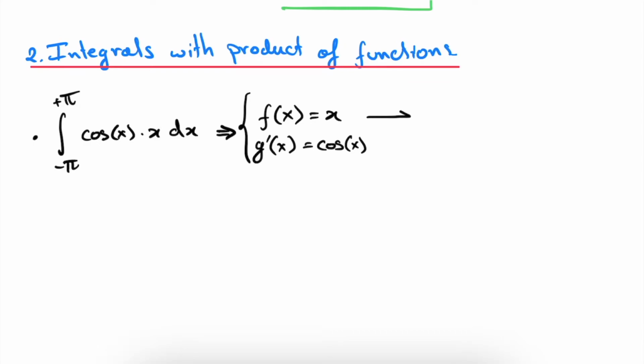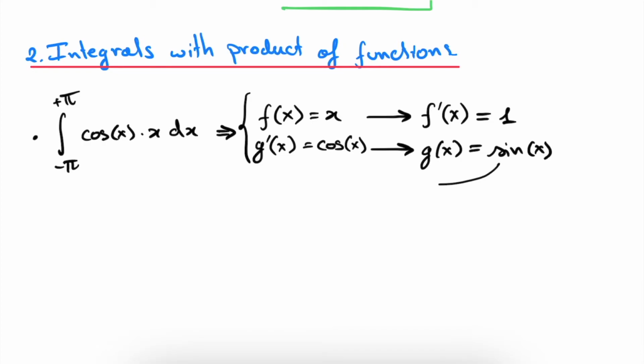The second step is to identify f prime of x, which is simply the derivative of f of x, which in this case is simply 1, because the derivative of x is of course 1. And the second part of this step is to get g of x from g prime of x. So we have to get the antiderivative. In this case, the antiderivative of the cosine of x is simply the sine of x. And we can always check this very easily by deriving the sine of x, and we get again the cosine of x. So we have again all our ingredients, and we can use the formula.